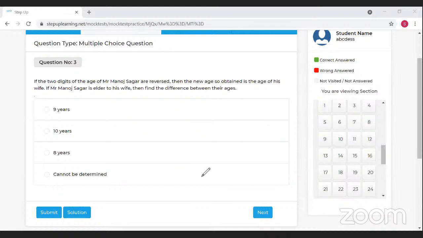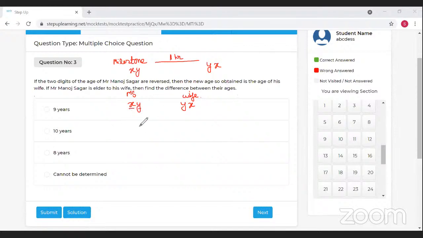Okay, thank you, people. So you remember we discussed one question of milestone, where as of now, let's say he looks at XY, and then after traveling for 1 hour, that milestone is nothing but YX. The digits interchange. The same thing here. If the 2 digits of the age of Mr. Manoj Sagar are reversed, so let's say XY is Manoj Sagar's age, and then reversed it's YX, then the new age so obtained is the age of his wife. So this is the wife's age. If Mr. Manoj Sagar is elder to his wife, then find the difference between their ages.